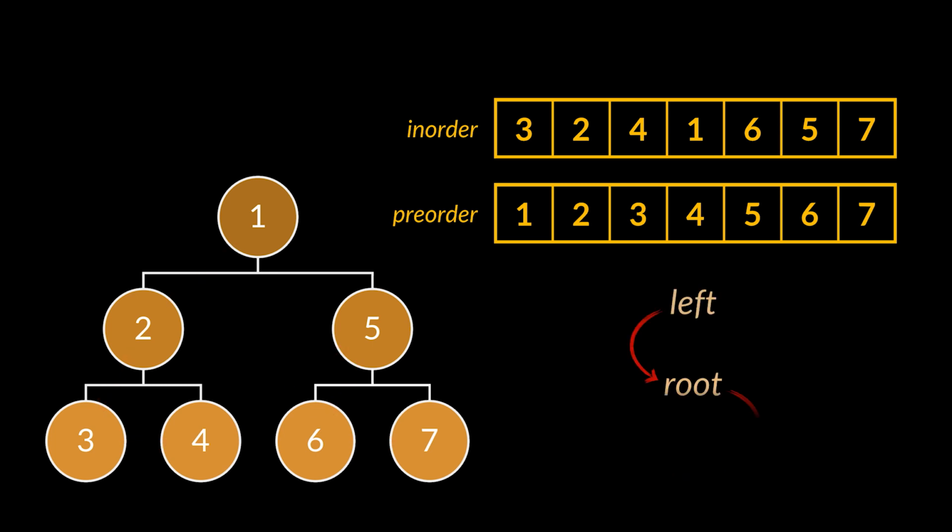However, in an in-order traversal, we visit the left subtree first, then visit the root, finally traverse the right subtree. In this example, if we attempt to traverse the tree you see in an in-order manner, we will obtain the array in front of you.